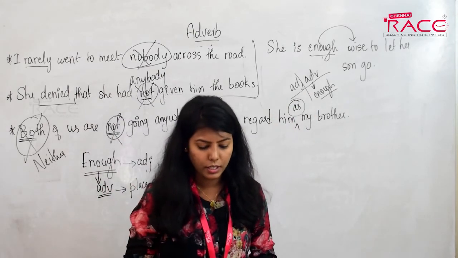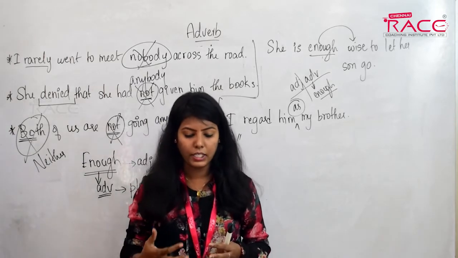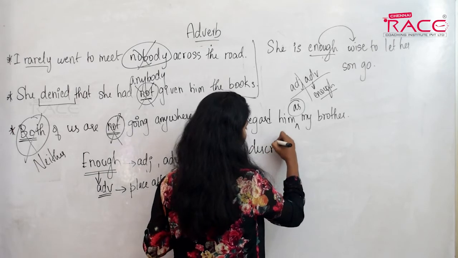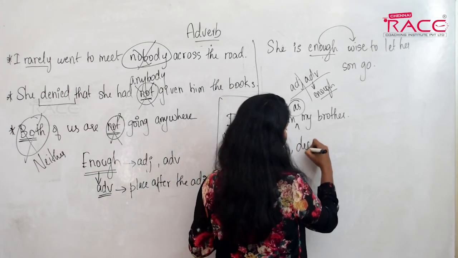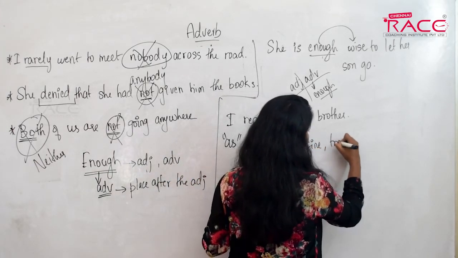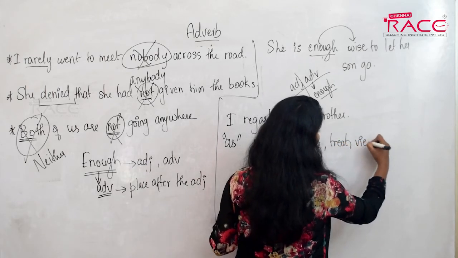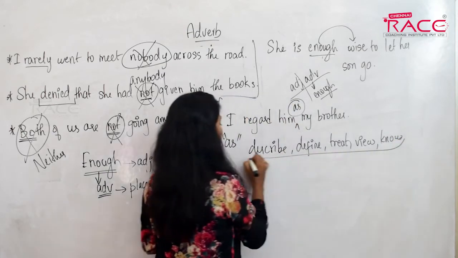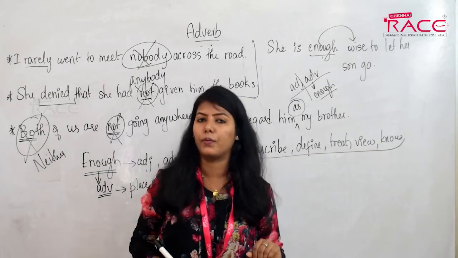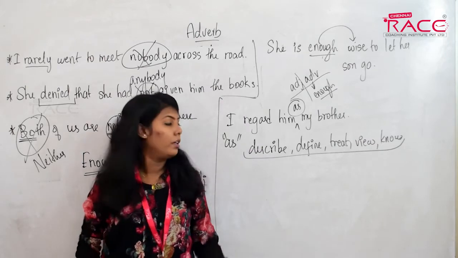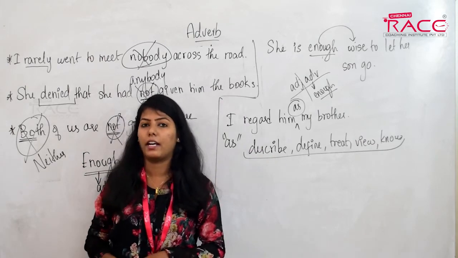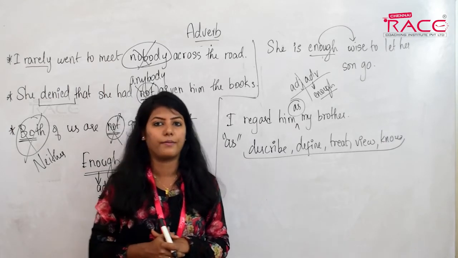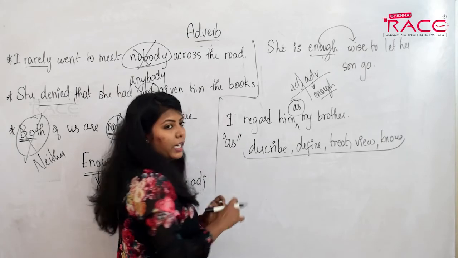I'll tell you some other words like describe, define, treat, view, know. These are also verbs which must be followed by as. In the same way, some of the verbs must not be followed by as. For example, when I say we elected him.